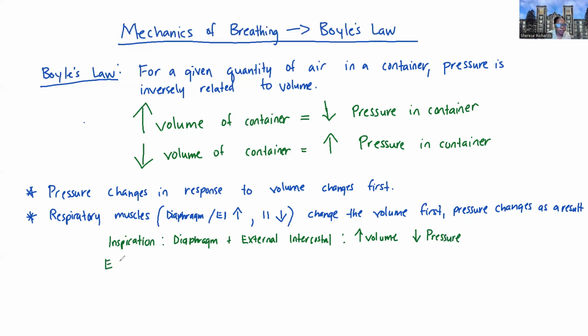Alternatively, expiration is brought about by our internal intercostals. I say internal intercostals mainly, but also remember that with forceful expiration, our abdominals, not as engaged at rest, can help. They do the opposite: they decrease the volume, and as a result, increase the pressure. Okay, so let's make this a little bit clearer here.